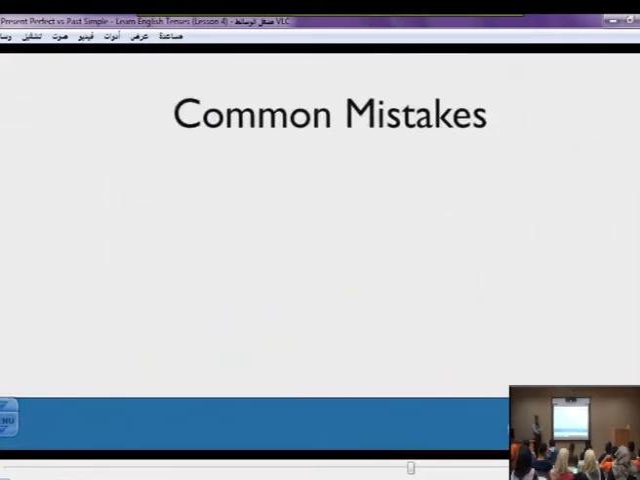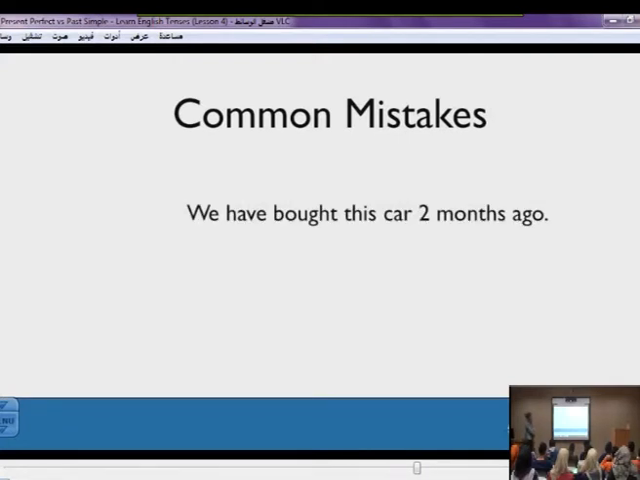Let's look at some common mistakes. The most common mistake is using the present perfect instead of the past simple. For example, saying something like, we have bought this car. As Arabs, we don't do that because we don't have the perfect in Arabic. But it's vice versa for us. We use the simple past instead of the perfect, because in Arabic we don't have perfect, so we don't use it a lot.